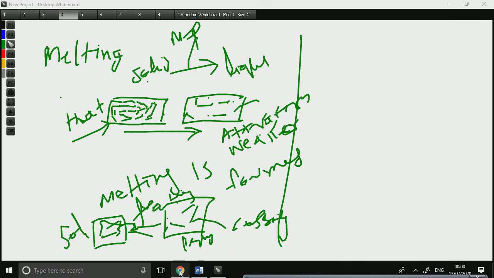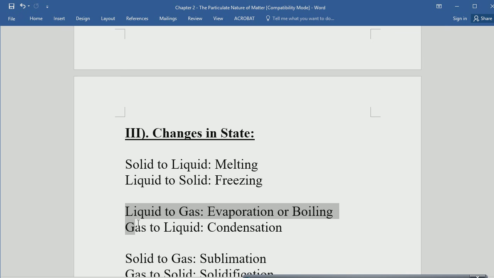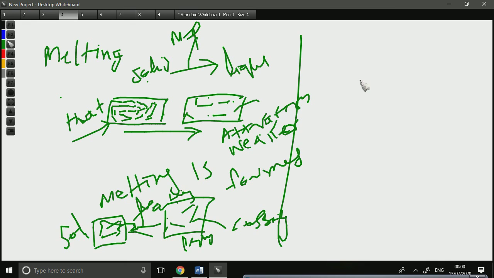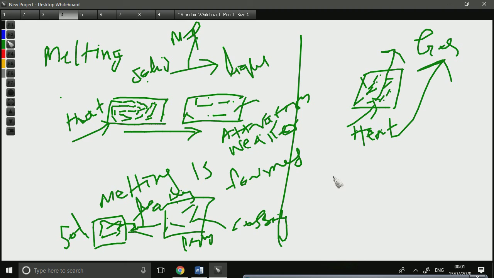Okay, students. Now I am coming towards the next topic, liquid to gas. This is evaporation or boiling. When an object changes from liquid to gas state, or gaseous state, I'm explaining it here on the board. For example, liquid particles are near to each other, but they are farther apart than in a solid. When we provide heat energy to the particles, the particles gain energy, their energy becomes higher, attraction becomes lower, and the particles change into gas form. This is known as boiling. The temperature at which this happens is the boiling point.